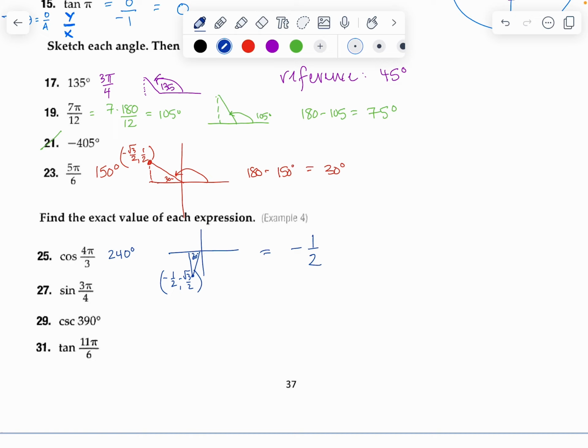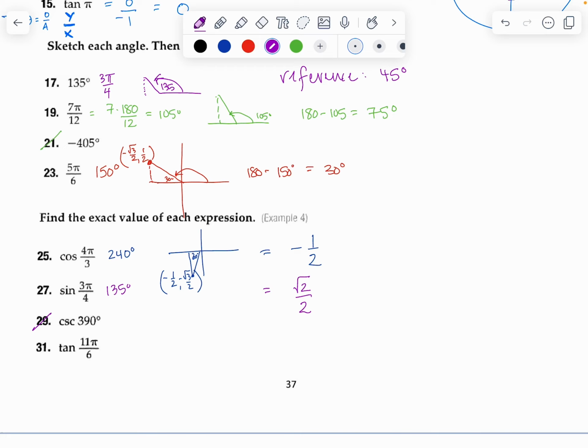All right, let's look at the sine at 3 pi over 4. 3 pi over 4, that's 135 degrees. I'm in quadrant 2. The sine is going to be positive. It's a 45-degree reference angle, and so it's the square root of 2 over 2. Okay, we'll skip cosecant for now. Well, actually we won't. Yeah, we will because it's 390. Let's just do sine, cosine, tangent for now.